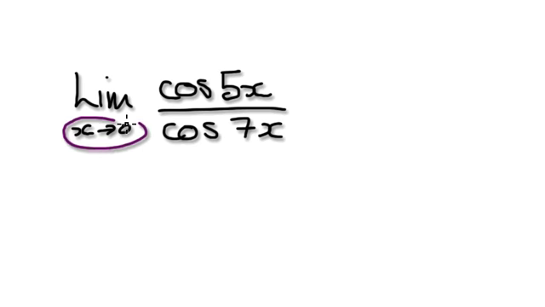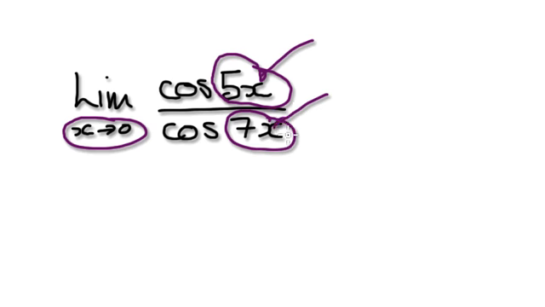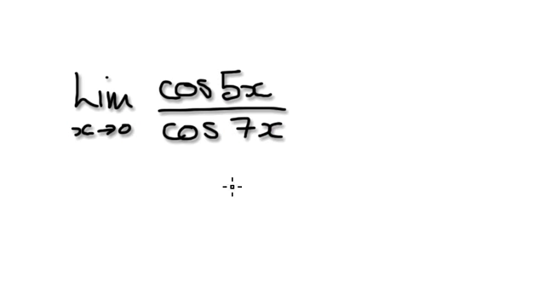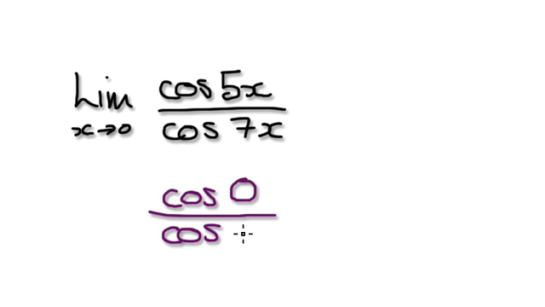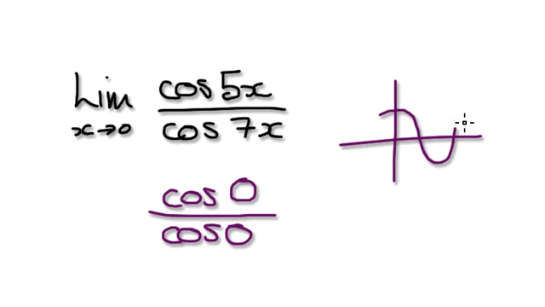Okay, so as x tends to 0, this bubble here will also tend to 0. This here will also tend to 0. So you can think of it as cosine 0 over cosine of 0. Now cosine of 0 is, like, the cosine graph looks like this. Cosine of 0 is 1. So you can think of this as being 1 over 1.